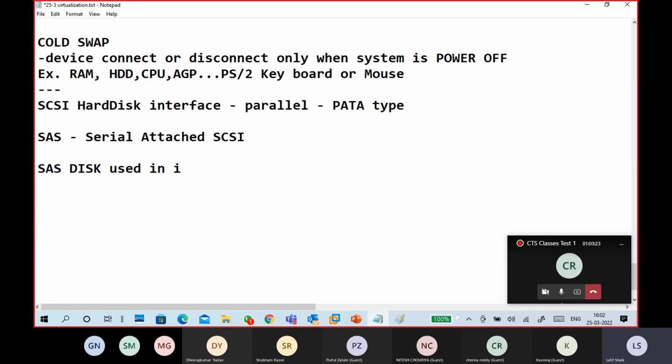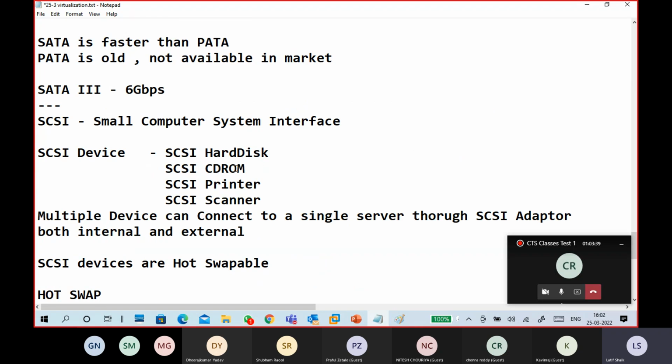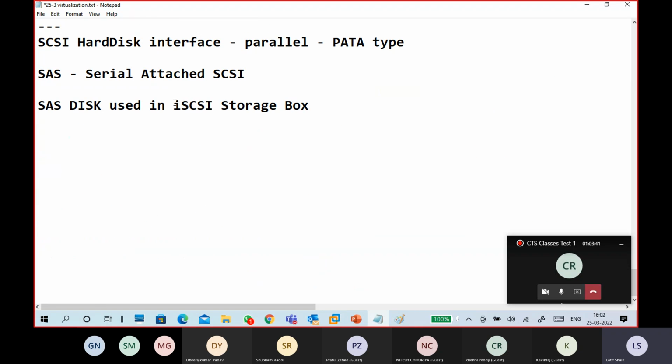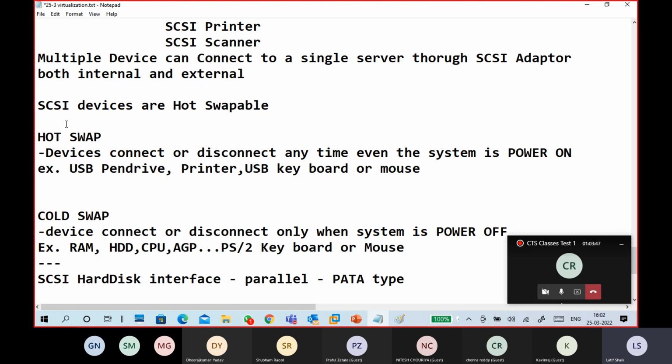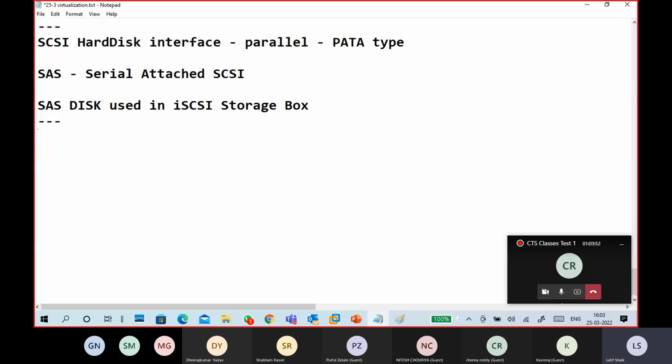iSCSI storage boxes. When I say SAN, in a SAN we also use FC connections, iSCSI connections and so on. So in iSCSI storage boxes, we use SCSI devices. Without showing any pictures, the entire thing looks like Greek and Latin.